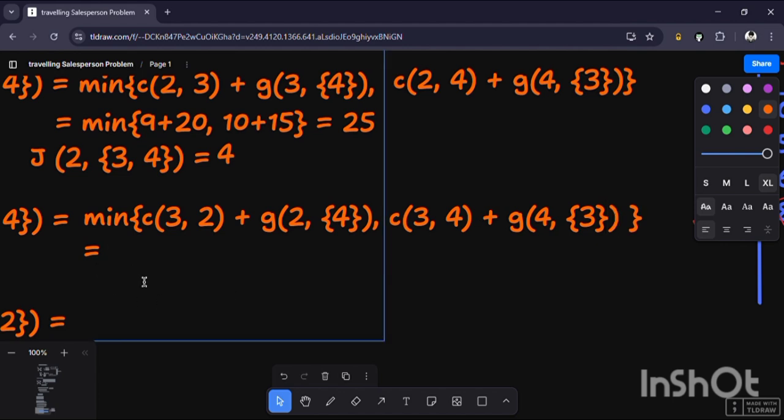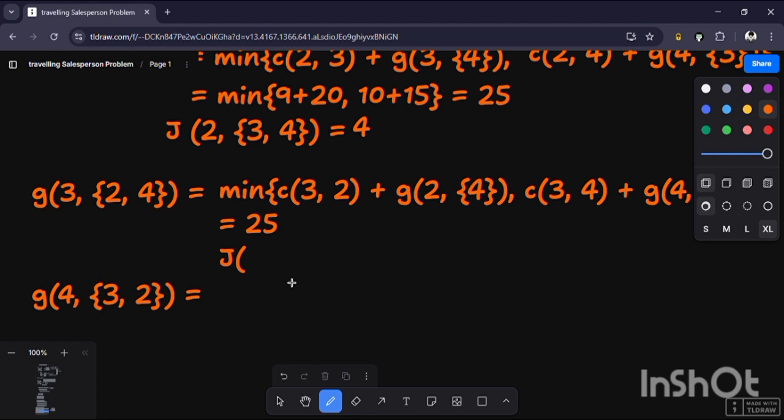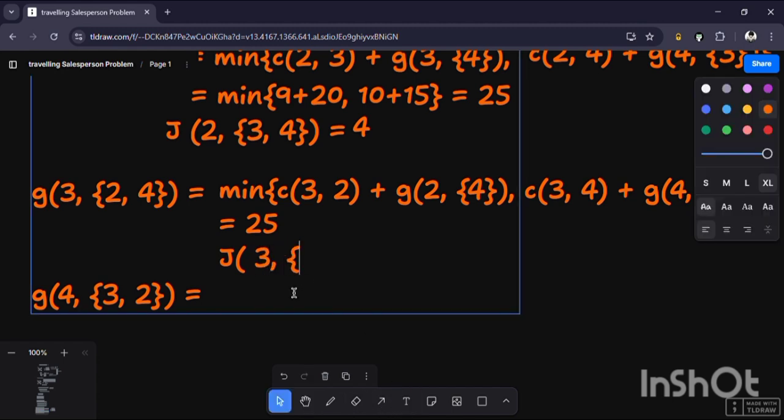Okay, so if you calculate these two values, this will be 25, and the corresponding value of j, j of 3 comma 2 comma 4, will be equal to 4.